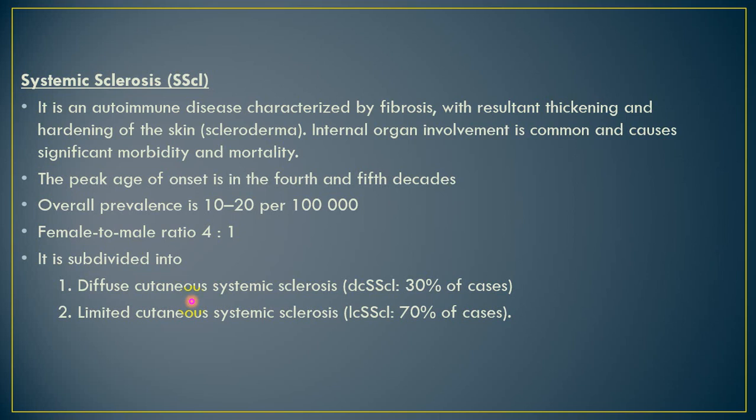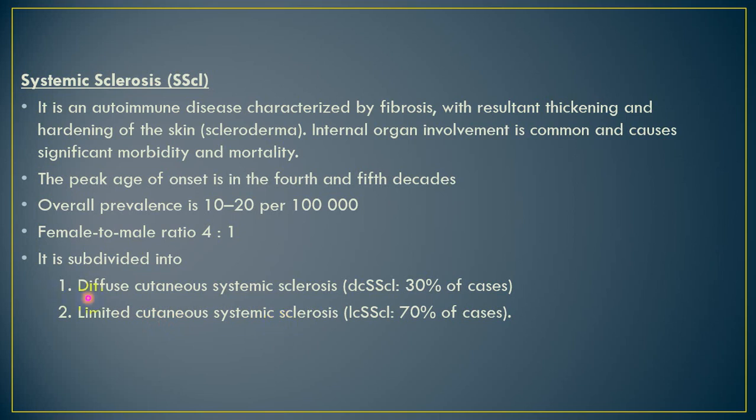Diffuse skin involvement means the skin fibrosis and hardening involve the extremities, meaning the hands, forearm, and proximal to the elbow, where the arm is involved, and the trunk, in addition to the face and neck. While in limited cutaneous systemic sclerosis, the hand and forearm are also involved, but it does not progress proximal to the elbow. So the arm is preserved in the limited type. Also, the trunk and the abdomen are preserved, while the head and neck are involved in both subtypes.